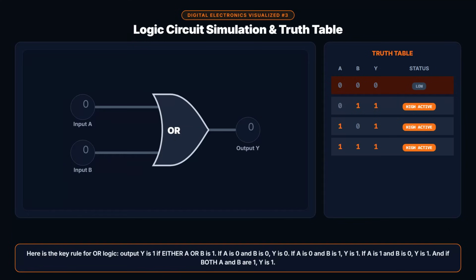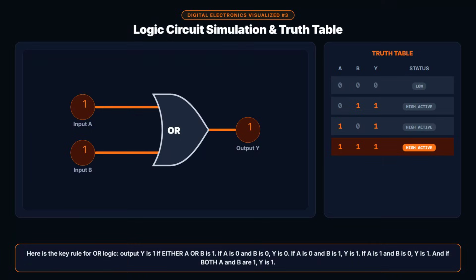Here is the key rule for OR logic. Output y is 1 if either a or b is 1. If a is 0 and b is 0, y is 0. If a is 0 and b is 1, y is 1. If a is 1 and b is 0, y is 1. And if both a and b are 1, y is 1.